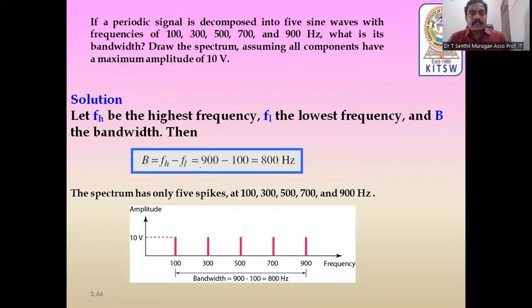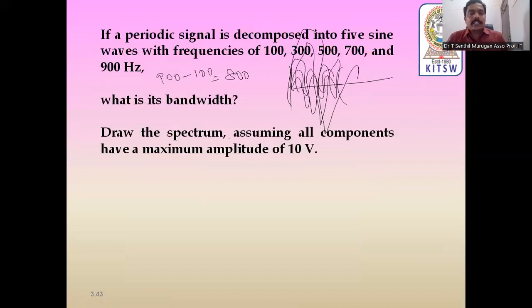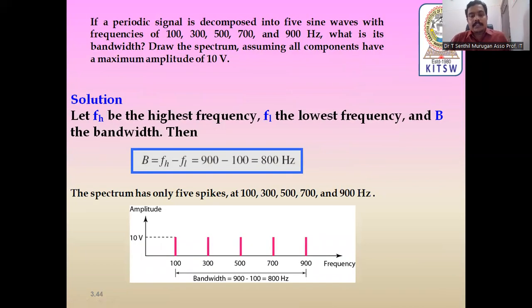In case, what they are asking is to draw the spectrum assuming all components have the maximum amplitude of 10 volt. So it is a periodic signal now. The volt is common, maximum is 10 volt only. Okay, but the frequency is different. It may be 100 to 900. Okay, so we can represent like this.